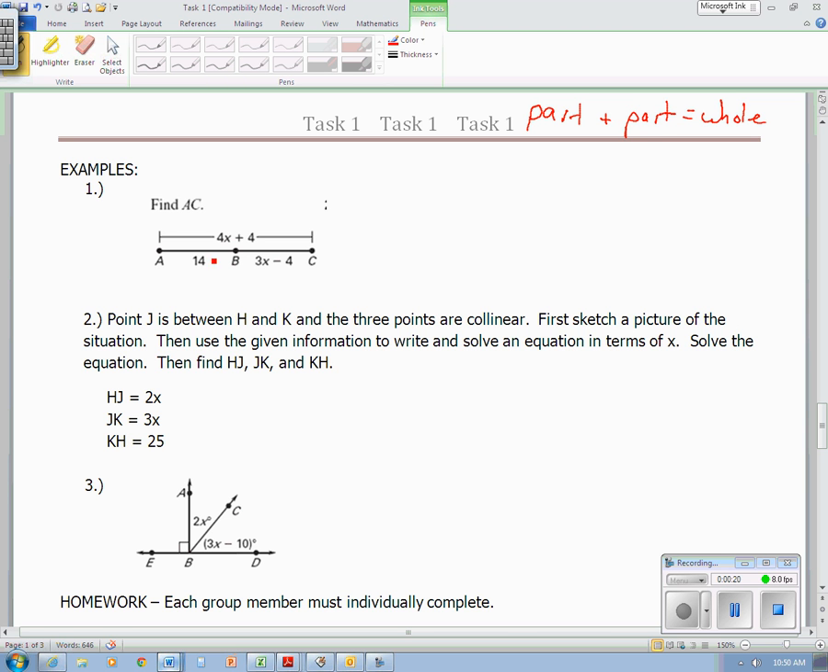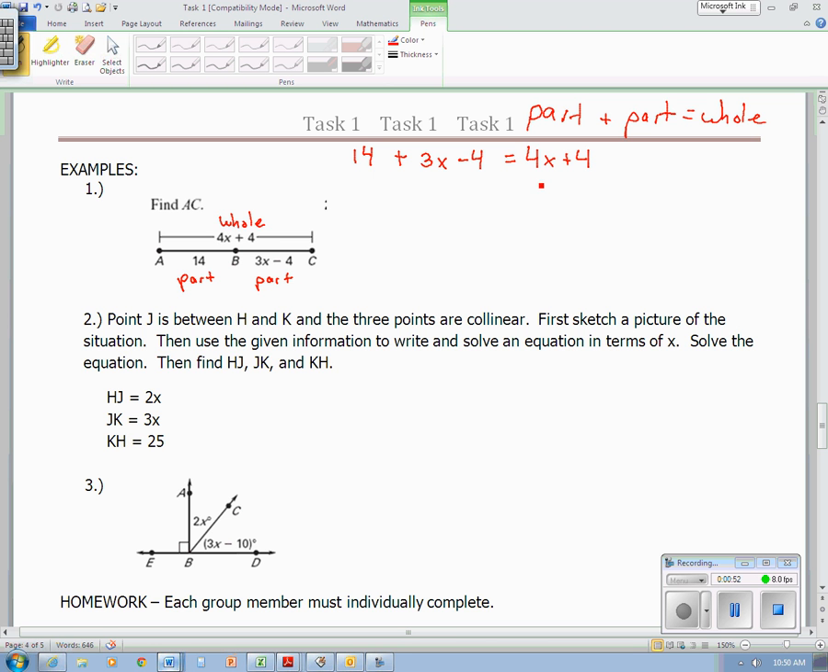Okay, so if we look at this problem, AB is one part, BC is another part. The whole thing is 4x plus 4. So the first thing we need to do is set up an equation to solve. So I'm going to take 14 plus the other part, which is 3x minus 4, and set it equal to the whole. And the whole is 4x plus 4.